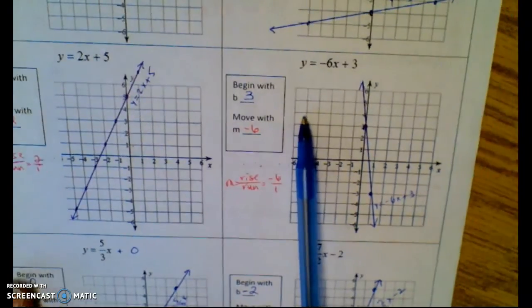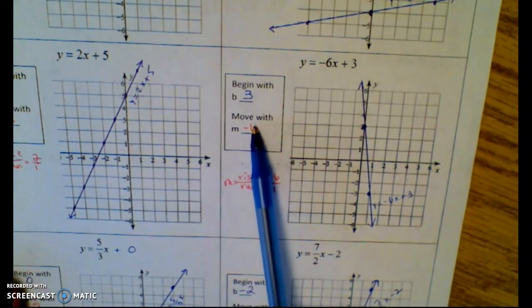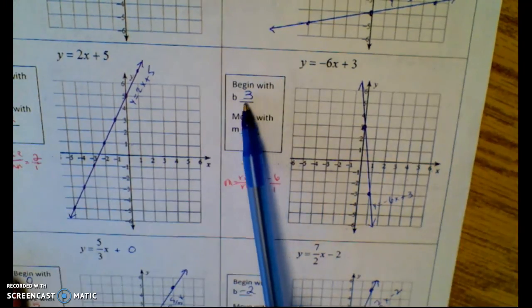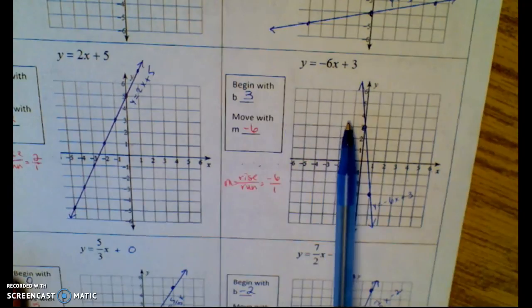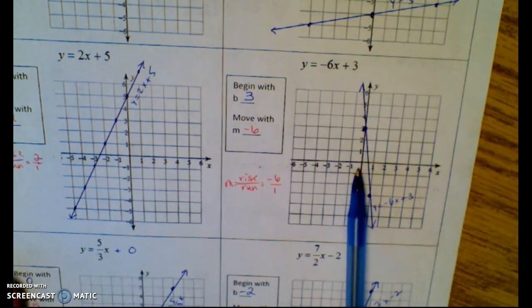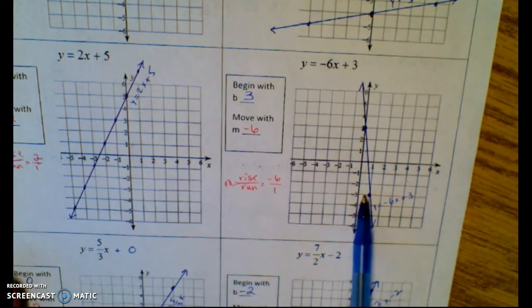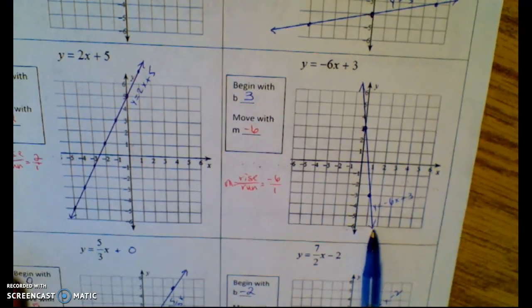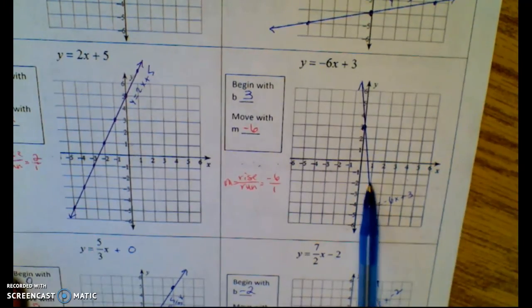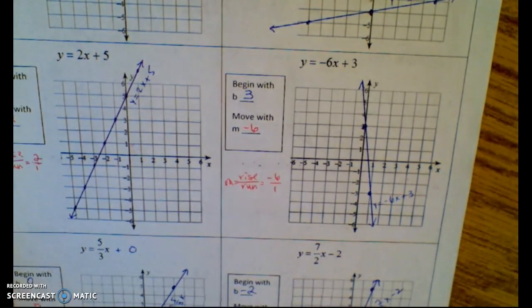This equation had a negative slope of 6. Make sure you put a 1 under it so you have a rise and you have a run. It's a very steep line. In order to do your movement, you do have to have a beginning point at +3 on the y-axis. So there's your slope of down 6 over 1. You could probably go down 6 more and estimate where that next point would be. I just connected the 2 dots that I was able to fit.